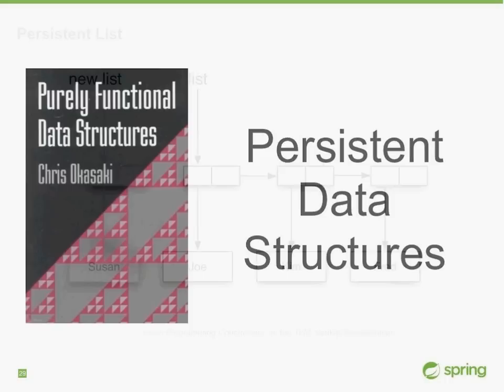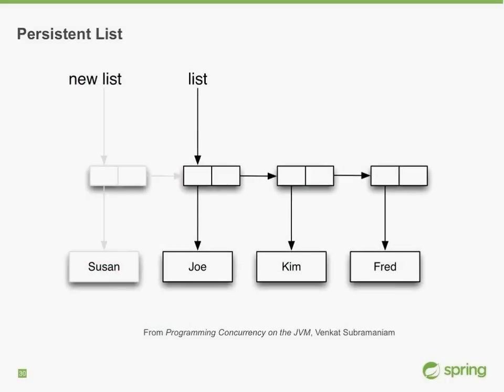So let's think now about a persistent list. And I'm borrowing these diagrams from a fantastic book by Venkat Subramaniam, Programming Concurrency on the JVM. And so he really well illustrates this problem. So let's say we're maintaining a list of the people who are attending this webinar. And let's say that our initial list has Joe, Kim, and Fred. These are the people that are attending. And I need to add Susan to this list.